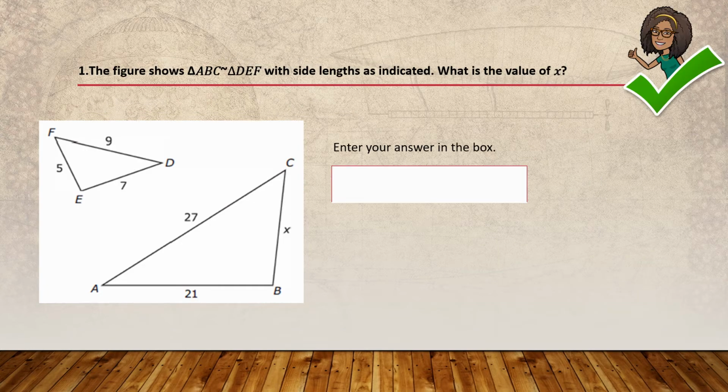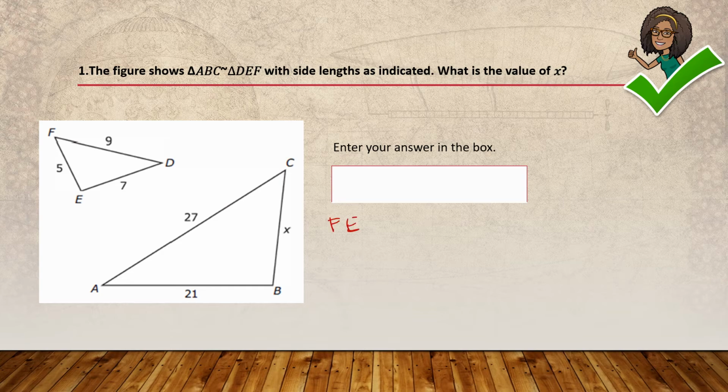All right, so number one says the figure shows that triangle ABC is similar to triangle DEF. What are the side lengths as indicated? What is the value of x? So remember, if I'm shown that these two triangles are in fact similar, then that means that their sides must be proportional. So I'm looking at these side lengths, and I can set up a proportional relationship.